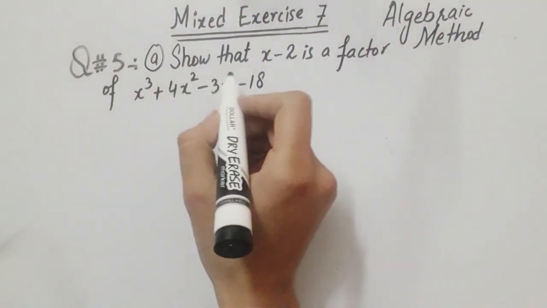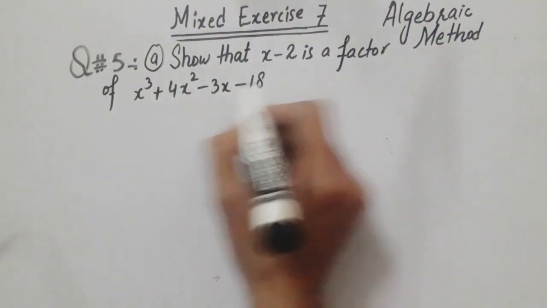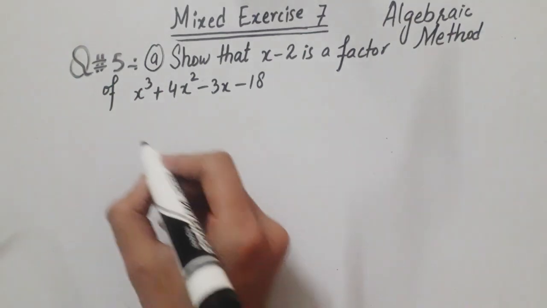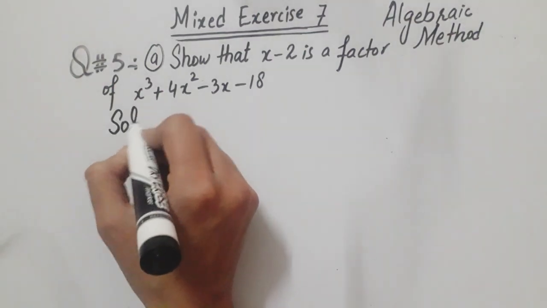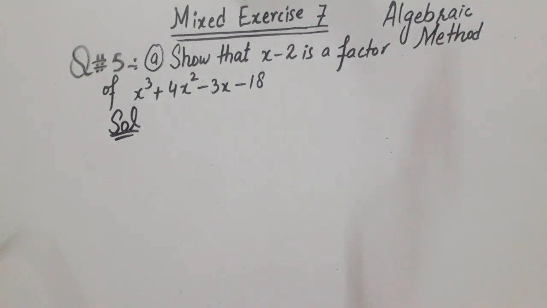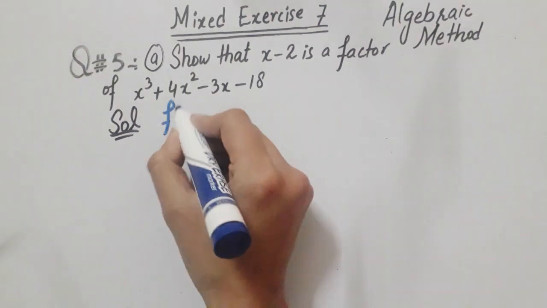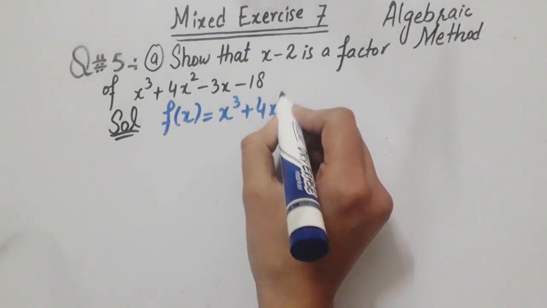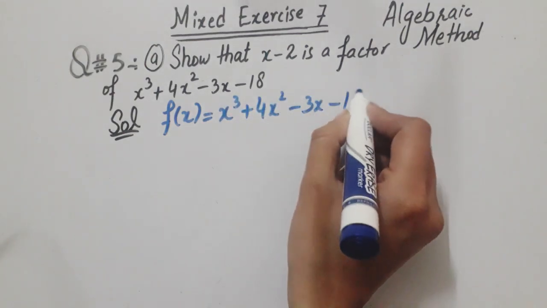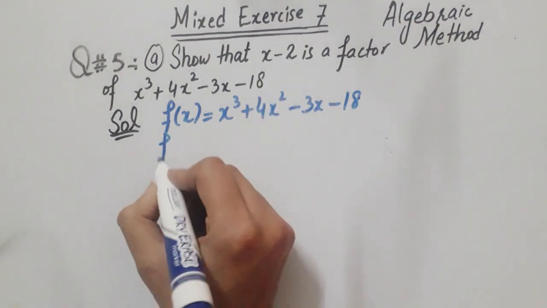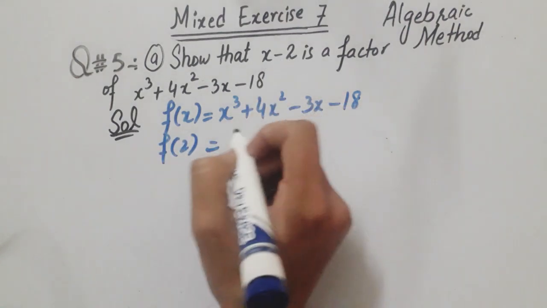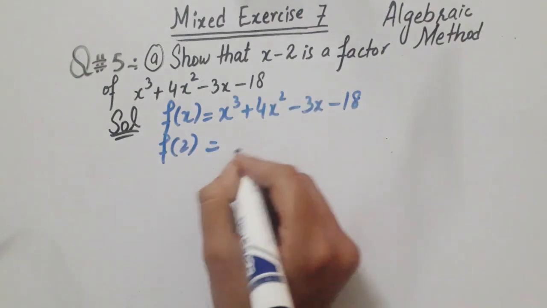Now question number 5, a part is show that x minus 2 is a factor of x cube plus 4x square minus 3x minus 18. We will solve this question by taking f of x is equal to x cube plus 4x square minus 3x minus 18. Now put x is equal to 2. If the answer is equal to 0, it means x minus 2 is a factor of this polynomial.